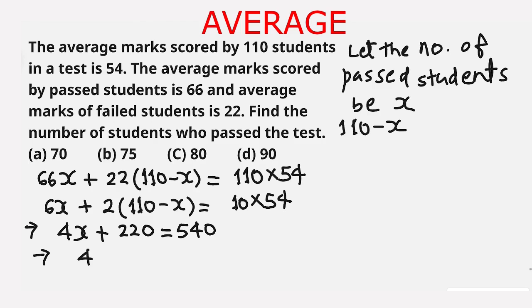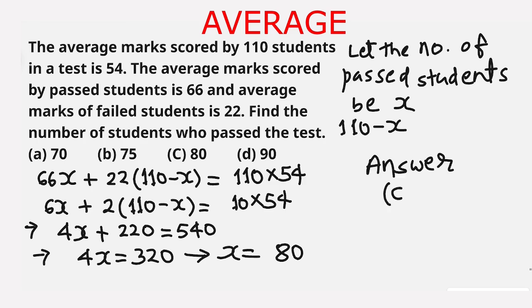This gives us 4x equal to 540 minus 220, which is 320. This gives us x equal to 320 divided by 4, which is 80. So there were 80 students who passed the test. And from the given options, our answer is option C, 80 students. I hope you have understood the method of solving such type of questions. We go to the next question.